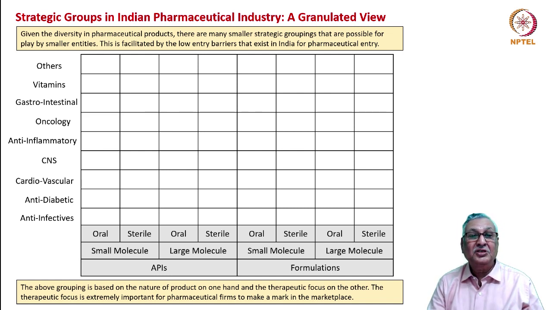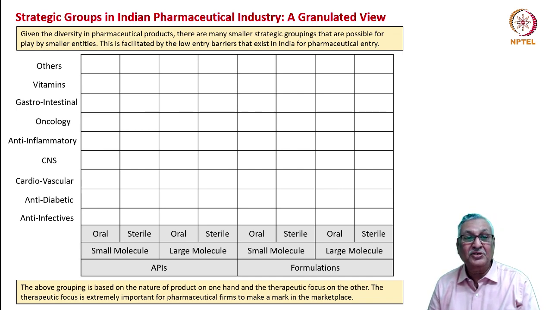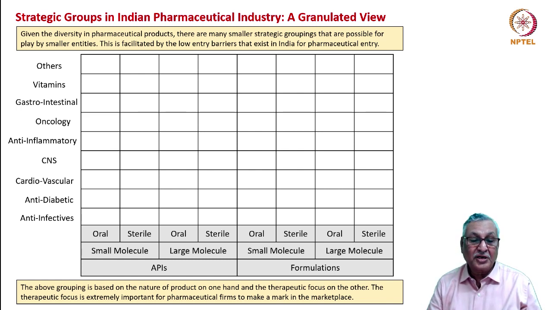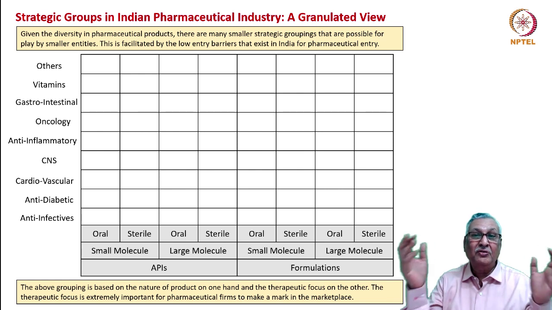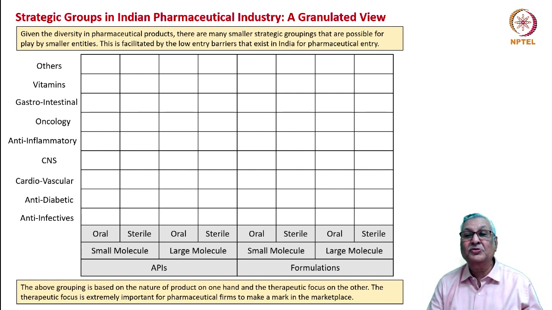Now, given the diversity of pharmaceutical products, there are many strategic groupings that are possible to lead a company into different structural grouping, and that is also possible because Indian pharmaceutical industry is characterized by low entry barriers. So the nature of the product on one hand and the therapeutic focus on the other leads to strategic grouping, which is extremely helpful in understanding where the company would be seen in terms of its overall structural impact in the industry.